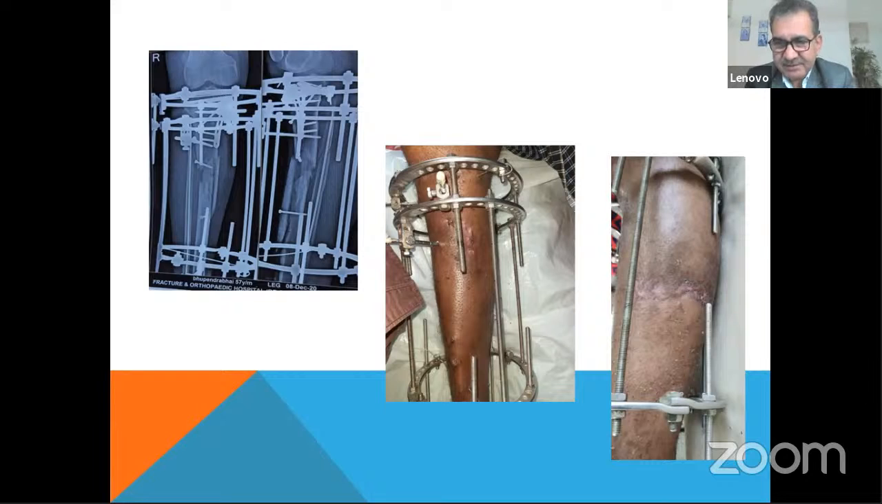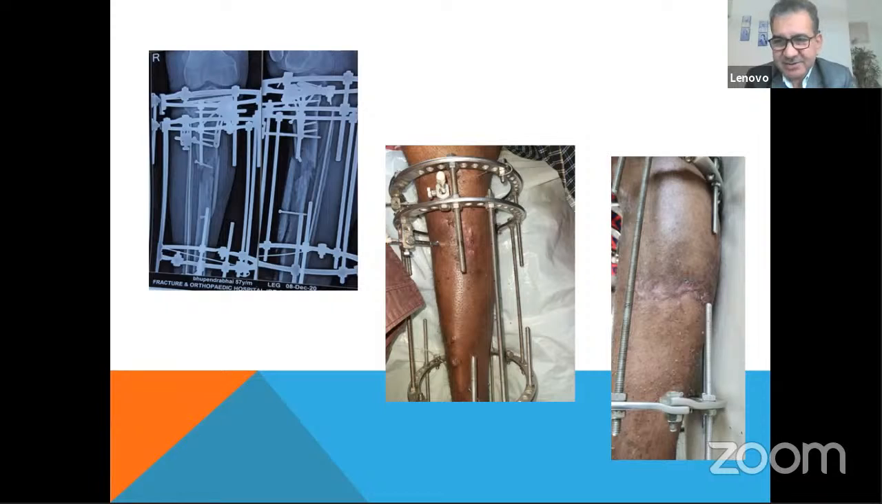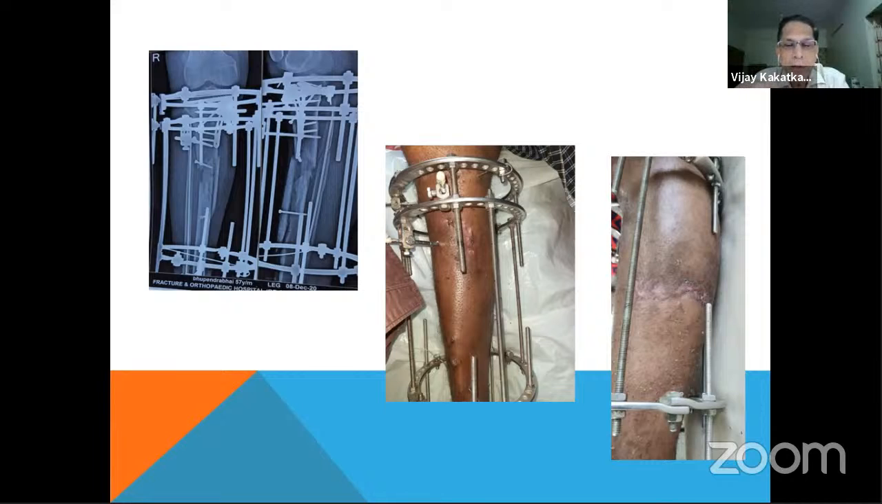Chandak sir. Now basically the initial worry about skin conditions and everything is gone. Vijay sir. Yeah, I think if you have already put a plate on the medial side and then put an Ilizarov, there is a very high risk that you can introduce infection. So I wouldn't keep the Ilizarov for a long time. I would go in, remove the Ilizarov, give some time for the pin tracks to heal, and then go ahead and do a plating.